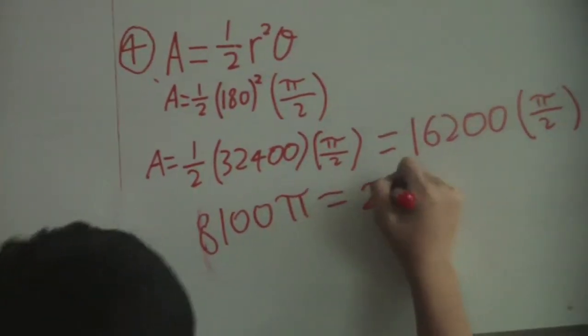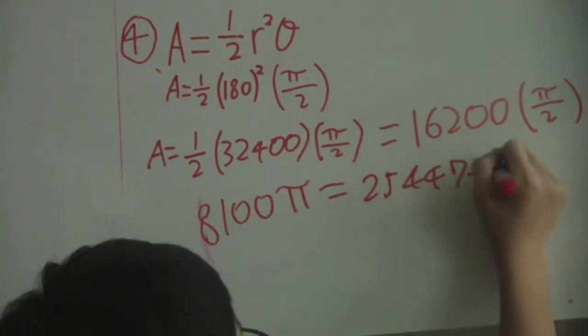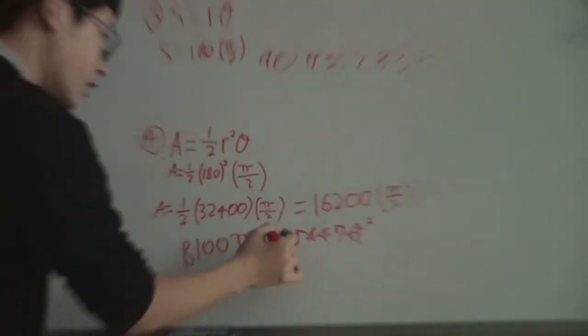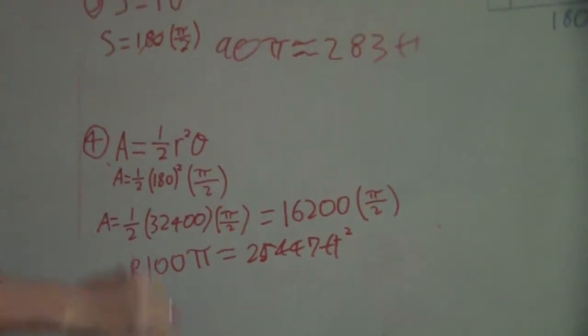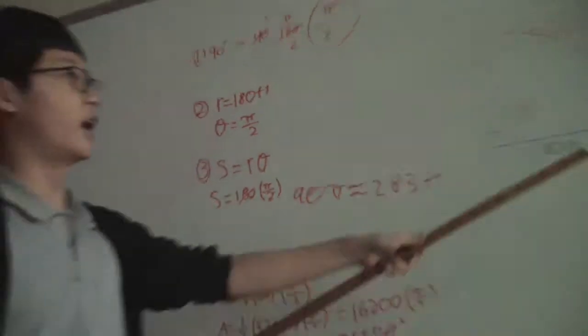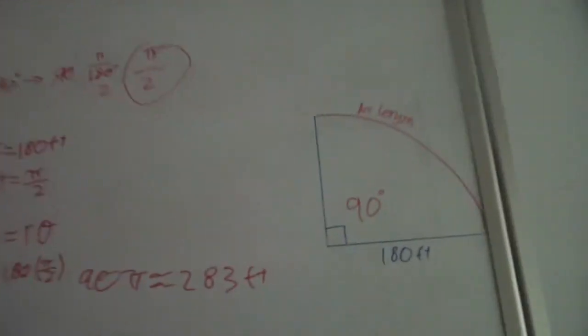Again, we round this, and then we shall get 25,447 squared. It's an area, you get it squared. Now we got 25,447 feet squared. That's our area. Yes. Now you know this, so you became smarter.